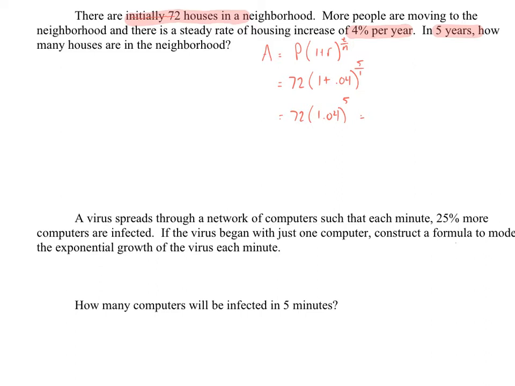And when we do that, we get a total of 87.599 houses. And again, we're talking about houses, so you probably don't have 0.59 of a house that's built. So when we're talking about how many houses there are, there are 87 full houses in that year. So we used our exponential growth formula, and we figured out that after a 4% per year increase, there's going to be 87 houses after 5 years.